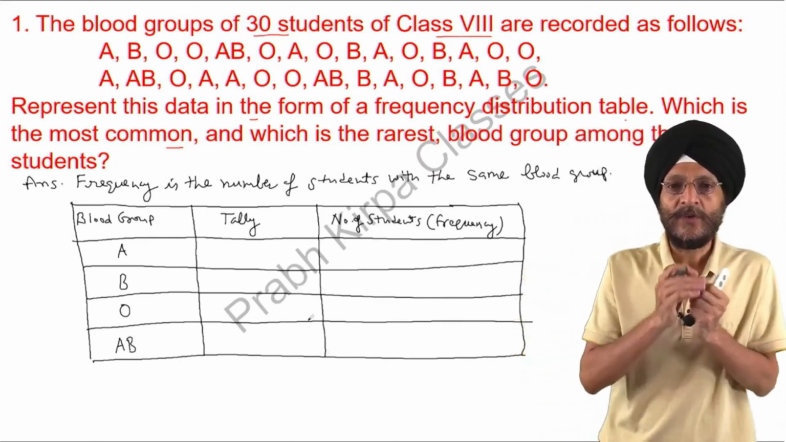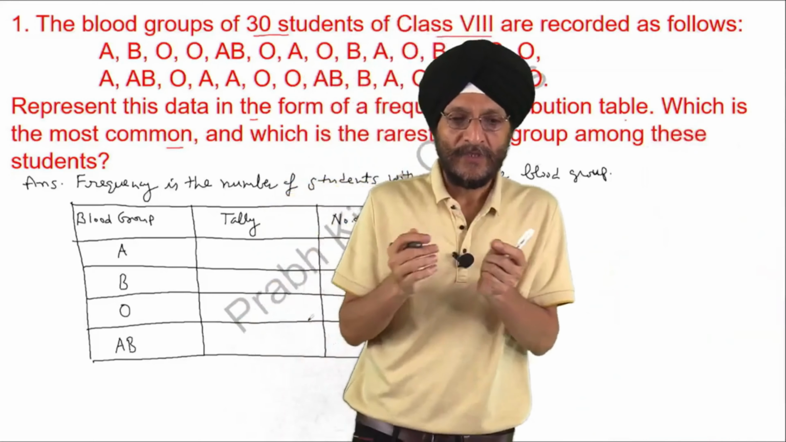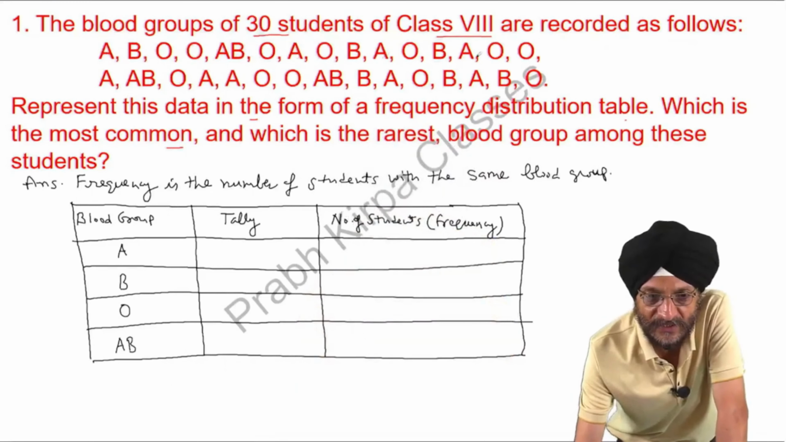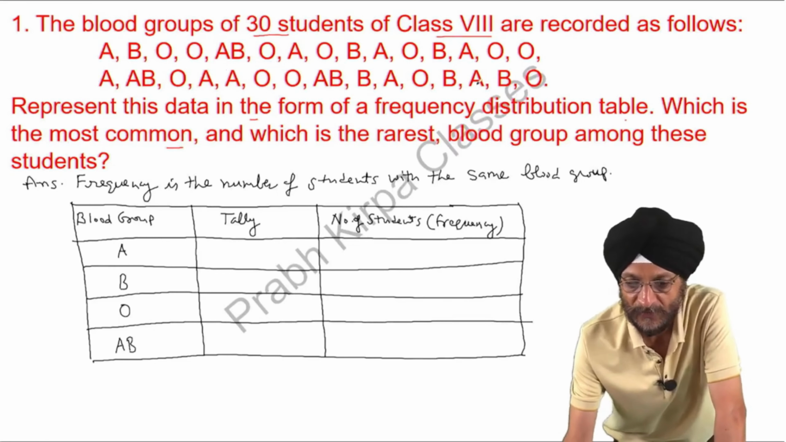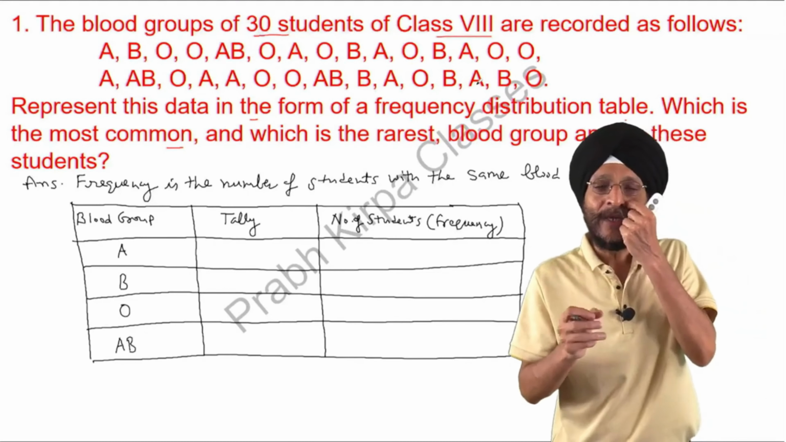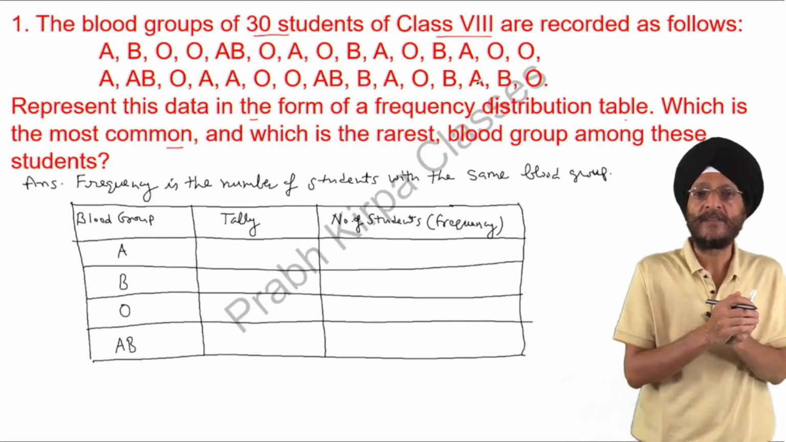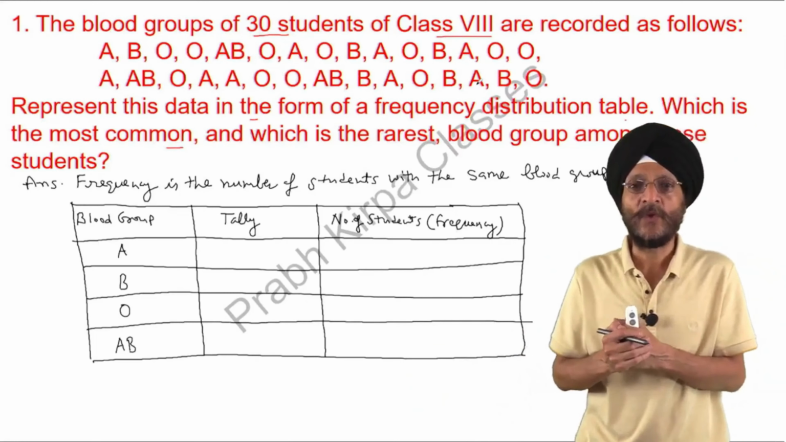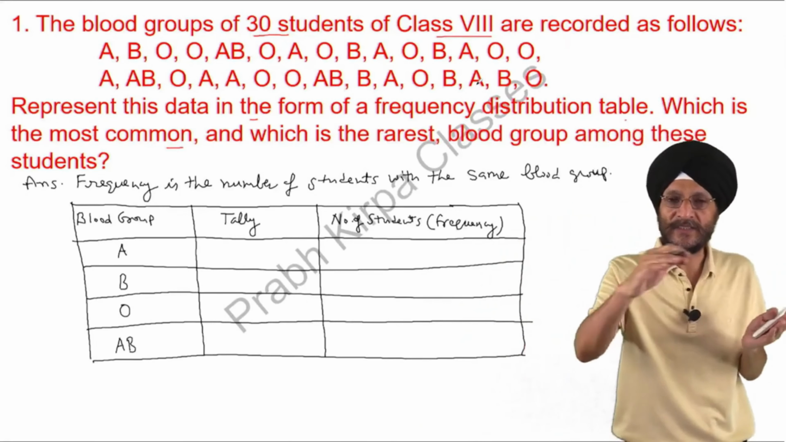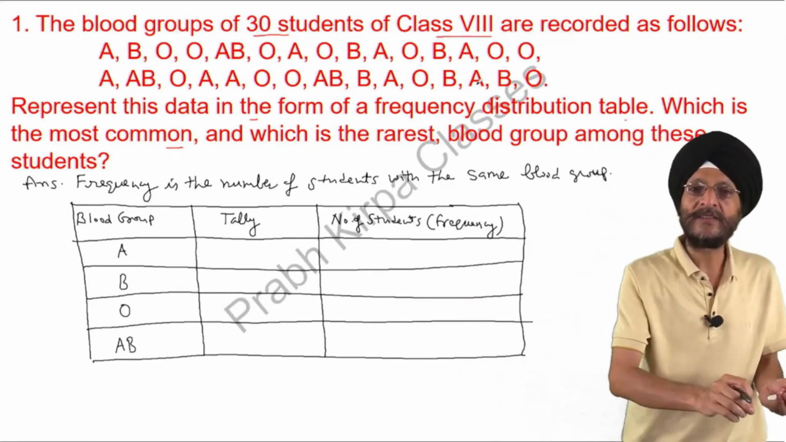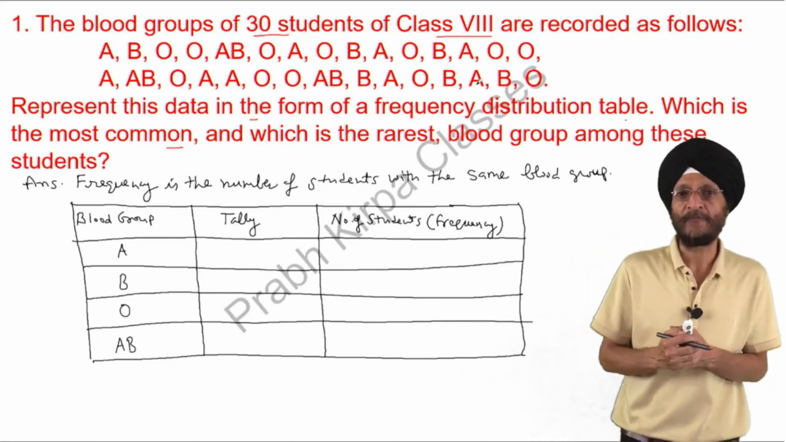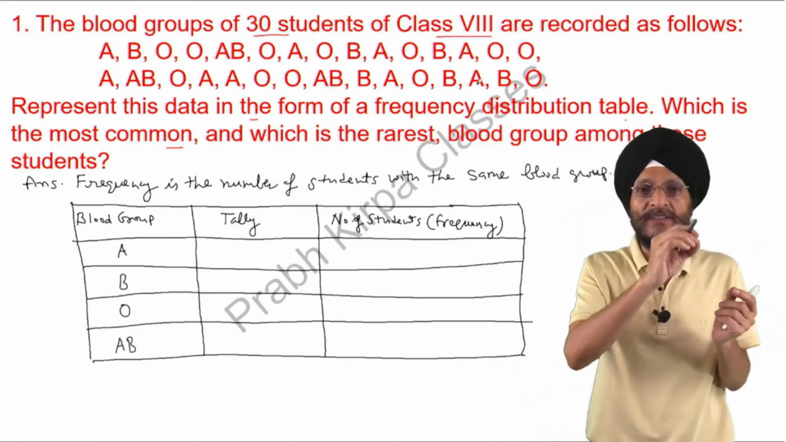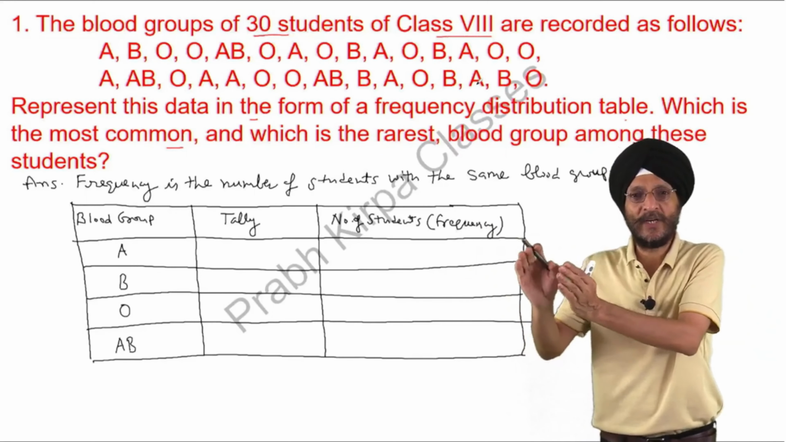One of the ways is, while counting the students, we can verbally count that this is the first student having A blood group, this is the second, this is third, fourth, fifth, sixth, seventh, and so on. When we are counting verbally, it may happen that there may be some disturbance from our classmate sitting beside us in the examination, or the teacher in the examination hall may ask us to sign the attendance sheet. And in the meanwhile, we will forget how many students we have counted having the same blood group.